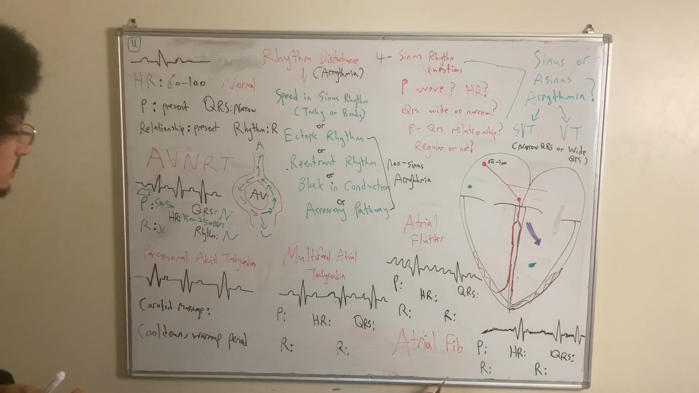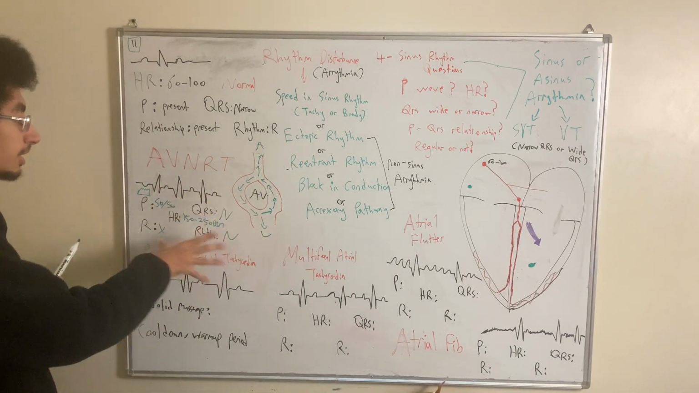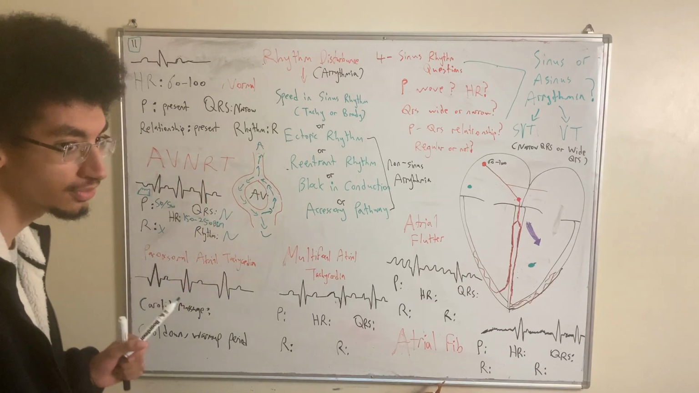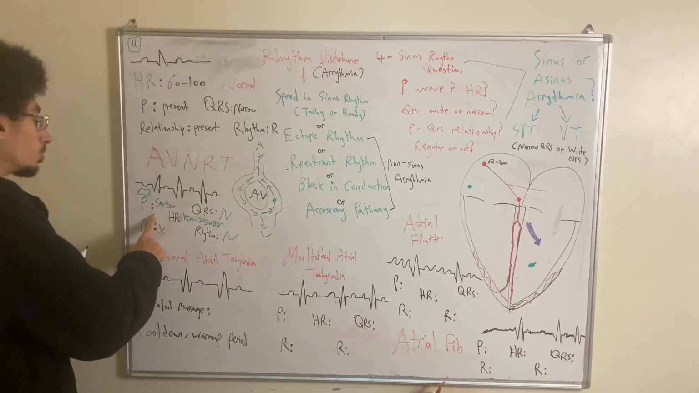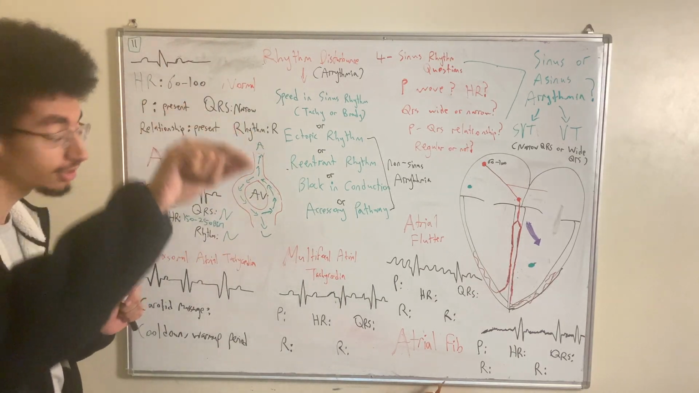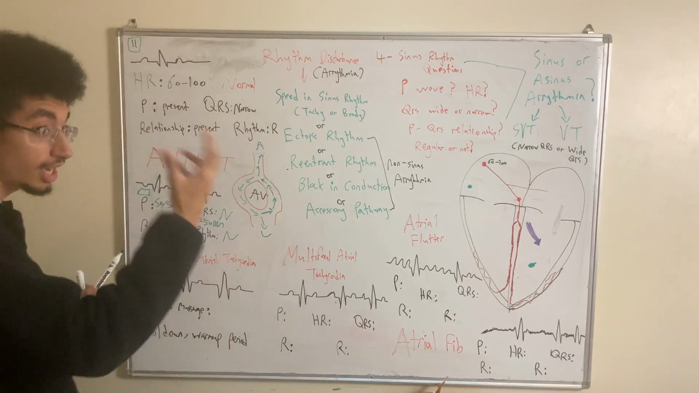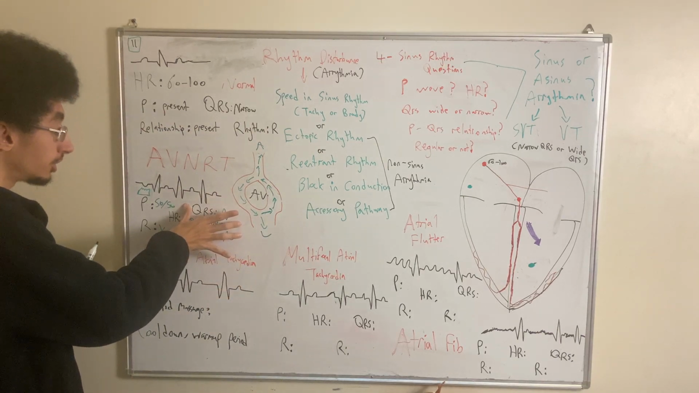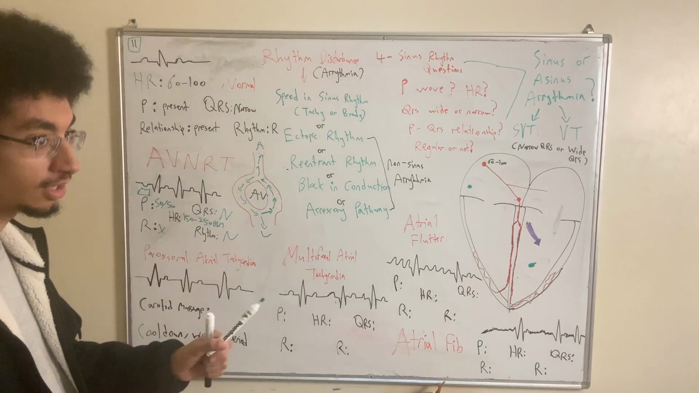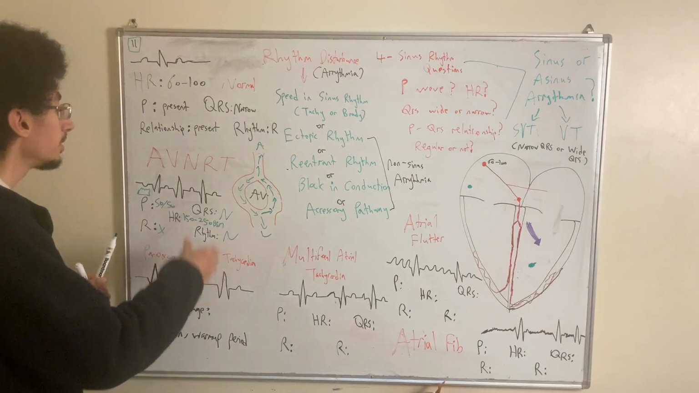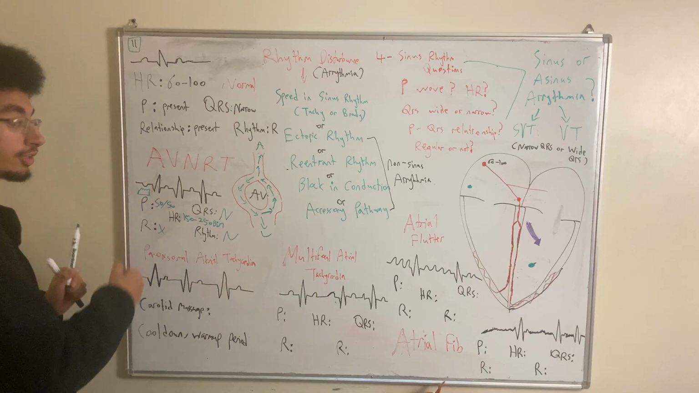If I ask myself these questions, and these are my answers, this is AVNRT, in which we will not see a P wave, or if you do see a P wave, it's retrograde. Besides that, you might see a QRS which is narrow. The relationship between the P wave and the QRS is non-existent, and you'll see that the rhythm is regular, such as in this scenario right here.